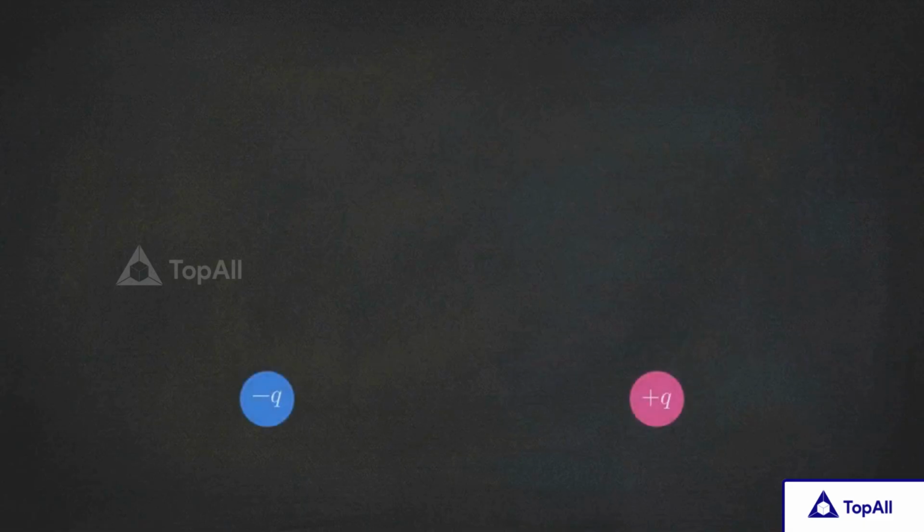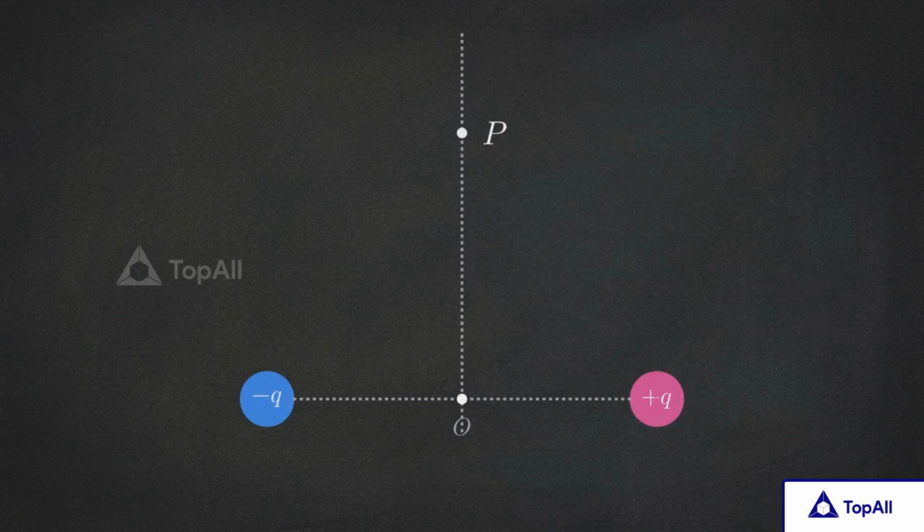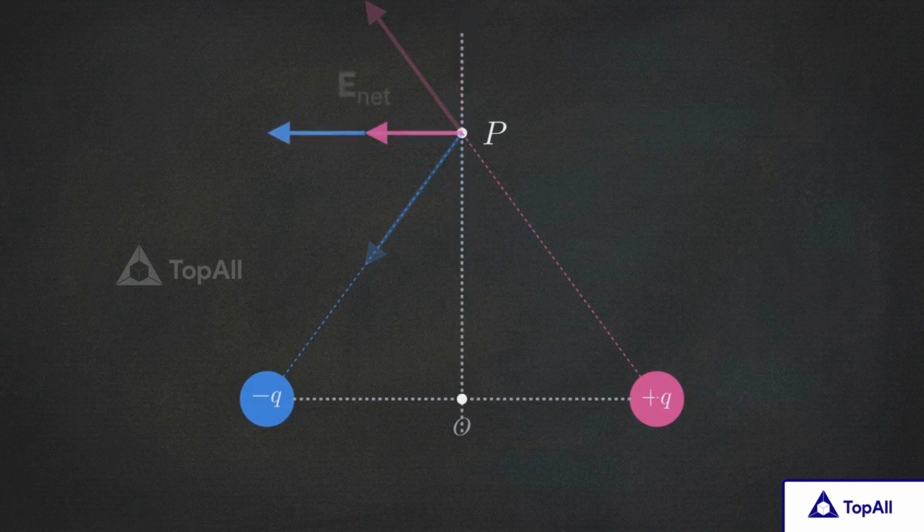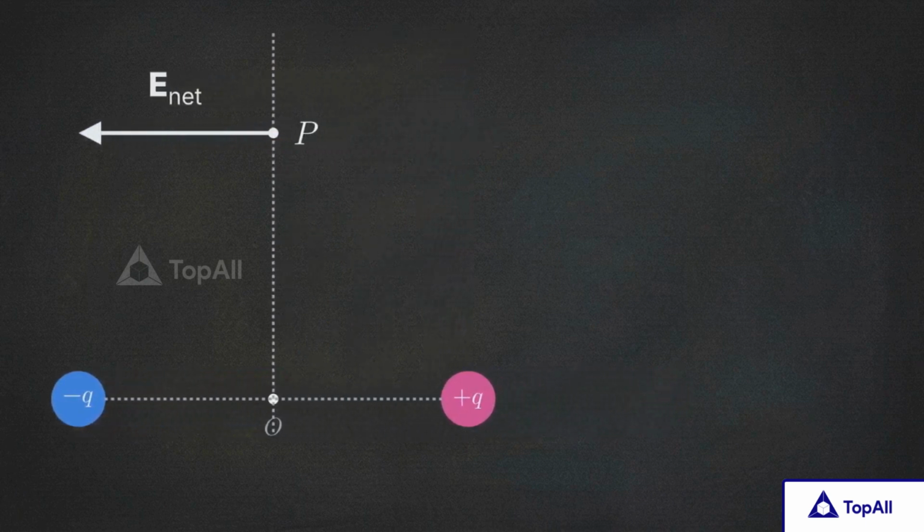We now shift to the equatorial plane, a perpendicular line cutting through the dipole center. Because point P is equidistant from both charges, the individual field vectors hitting this point have identical magnitudes. Resolving these vectors into components shows that the vertical elements are in direct opposition. They cancel each other perfectly. The horizontal components, however, point in the same direction and add together to form the net field vector.